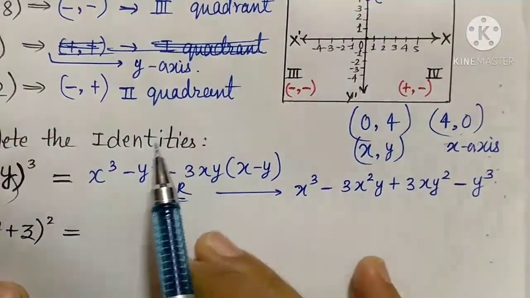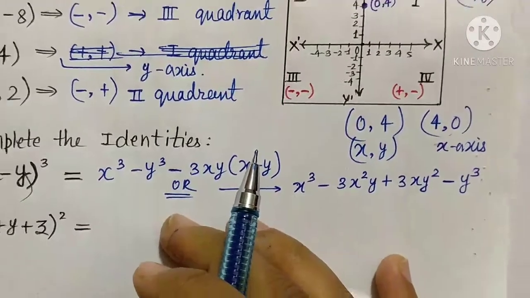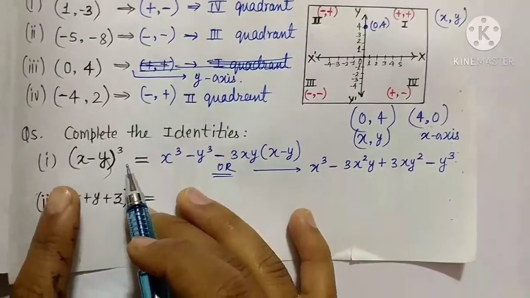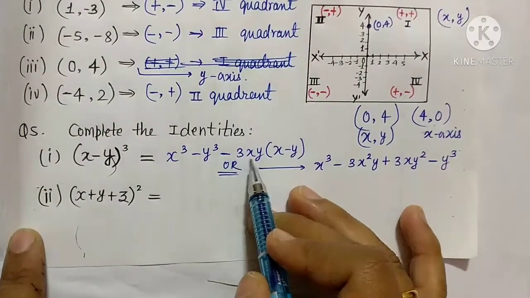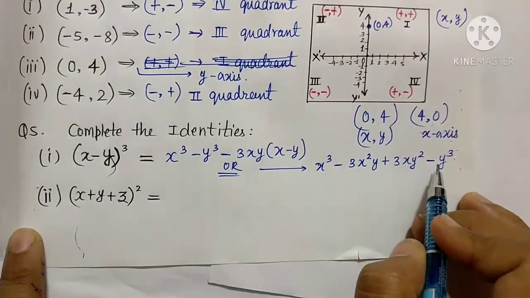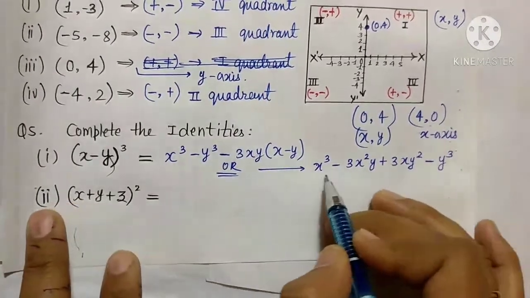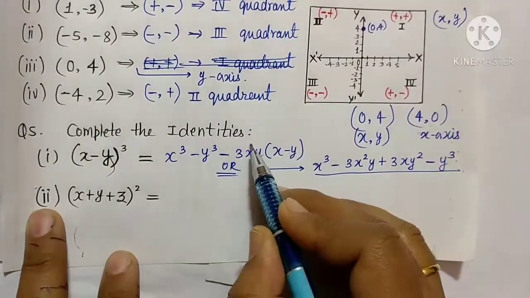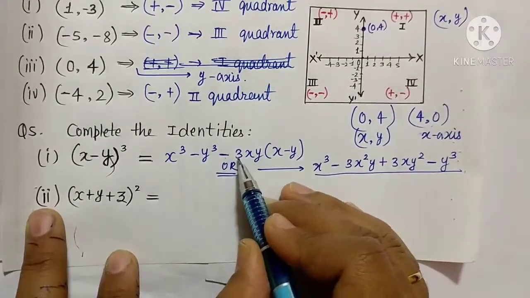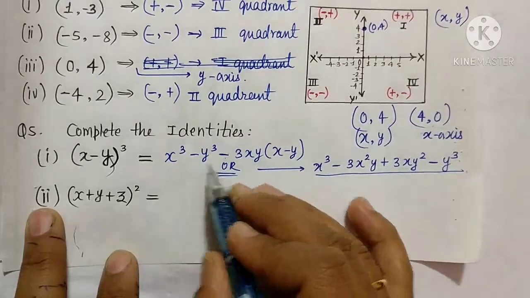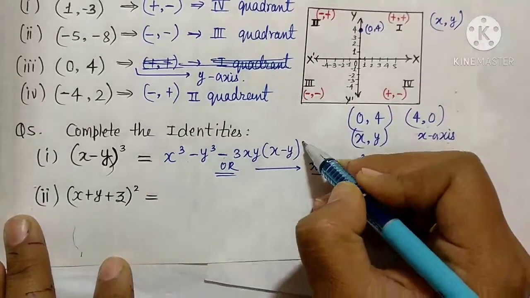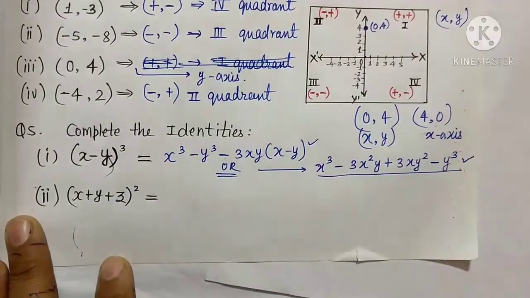See, I said you can write x minus y whole cube in 2 ways, either we can write x cube minus y cube minus 3xy times x minus y, or we can write x cube minus 3x square y plus 3xy square minus y cube. It is the same only. Here in this part, I am just multiplying 3xy by x, so it comes minus 3x square y, then minus into minus plus, so plus 3xy square. At last minus y cube I have written here. It is the same as that, but I have just multiplied here. So either you can write in this form, or in this form, according to the question.